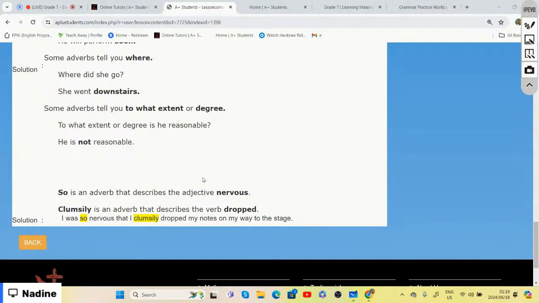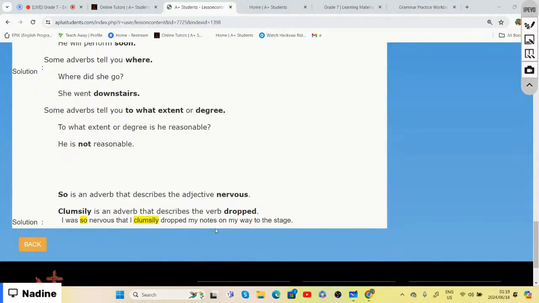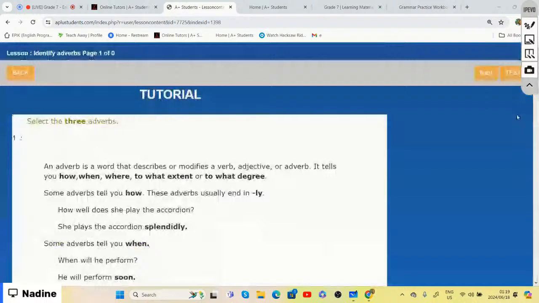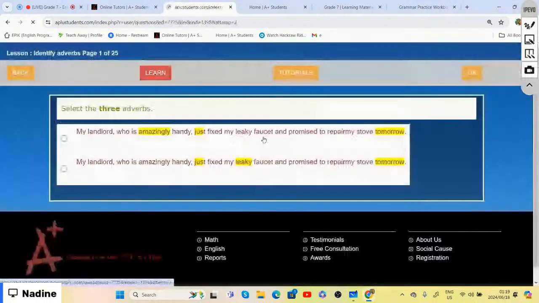Right? So now we're going to our test, where we are going to identify adverbs. Sorry, we need to identify adverbs, not adjectives. We now need to select the three adverbs within the sentence.